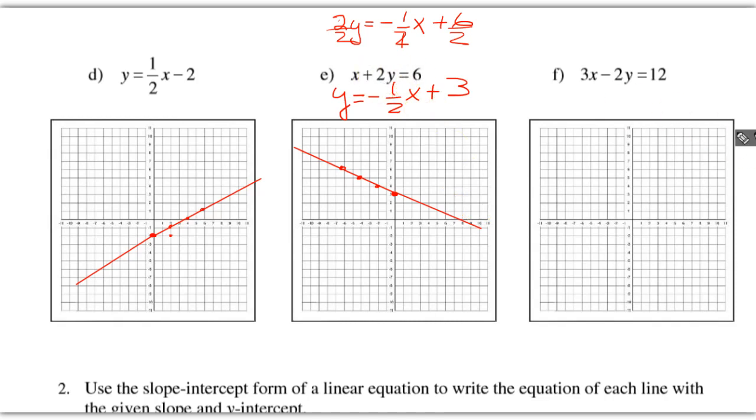Now remember, we had another way to do these when they're in standard form. We could make that x and y intercept t-chart, where if x is 0, we solve for y, that would be 3. There's our y-intercept right there.